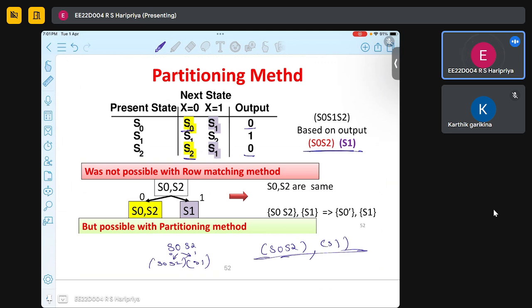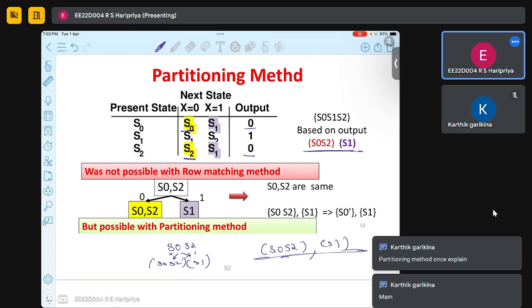Both the optimization methods, row matching and partitioning method. Do you have any doubts? Yes, partitioning method. Yes.